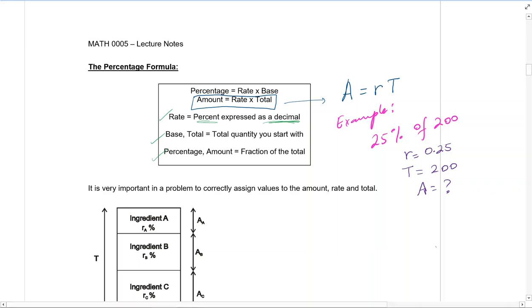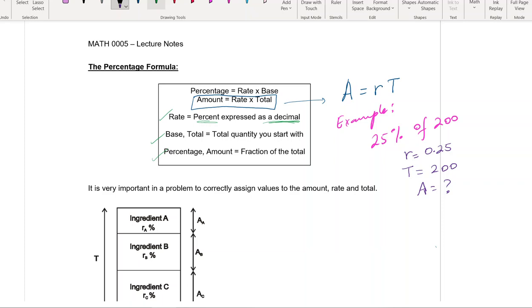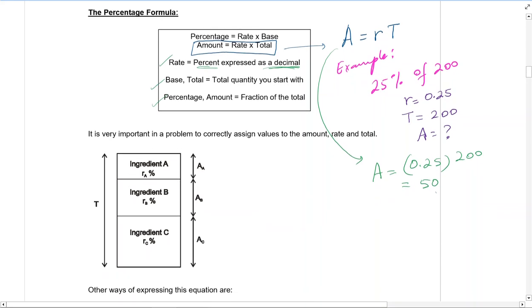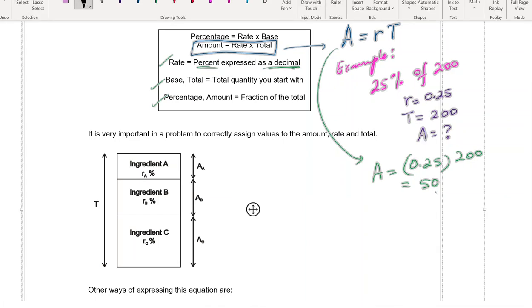If we plug everything into the formula, amount is rate times T, so 25% times total, the answer is 50. So you plug in the values of R and T in the formula to calculate your A. If you know two things, you can figure out the third thing. So A equals RT, amount equals rate times total.